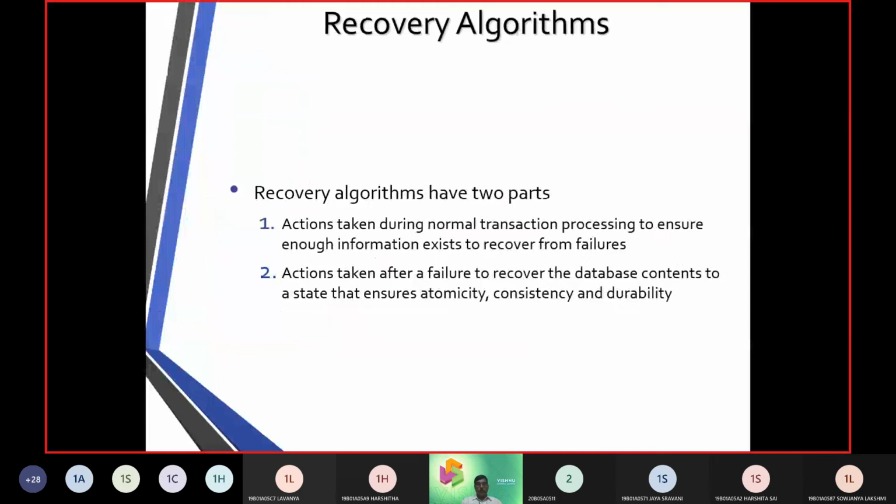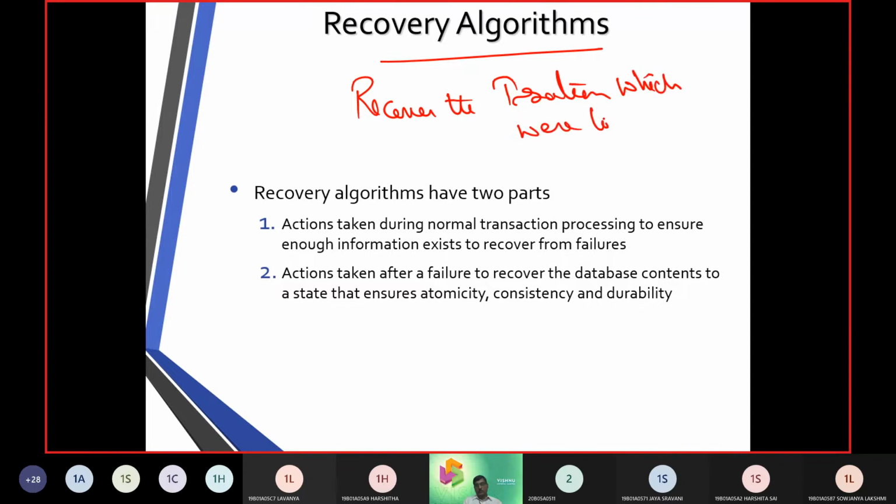So how can we look at this issue so that we can recover the transactions which were lost? We need to recover the lost transactions. So how can we do it? Because a disk has been crashed or corrupted due to some hardware error or some software error.